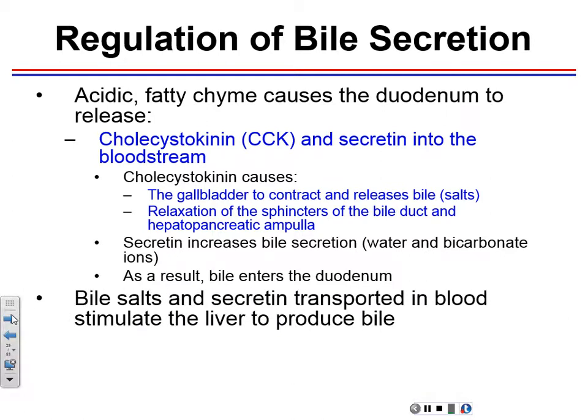Okay, so regulation of bile secretion. Like I was saying, the duodenum, the small intestine, produces secretin, okay? And also cholecystokinin. Cholecystokinin will cause the gallbladder to contract and release bile with the bile salts. Cholecystokinin usually responds to fat. So if you eat like a McDonald's burger or whatever, you eat a lot of fat.